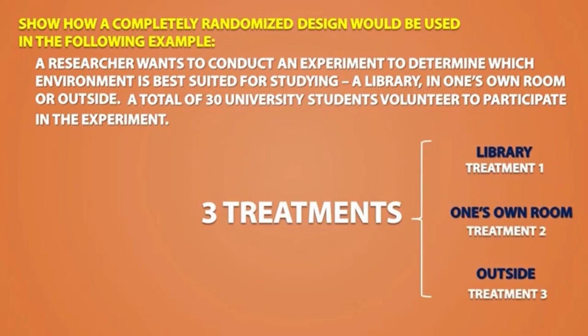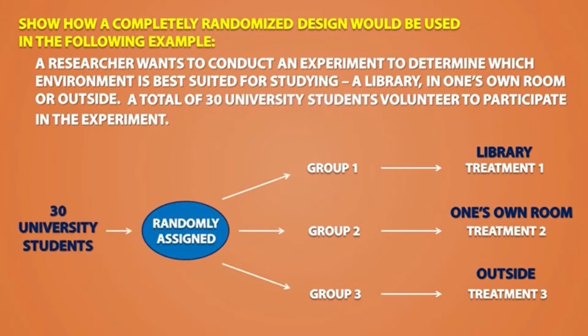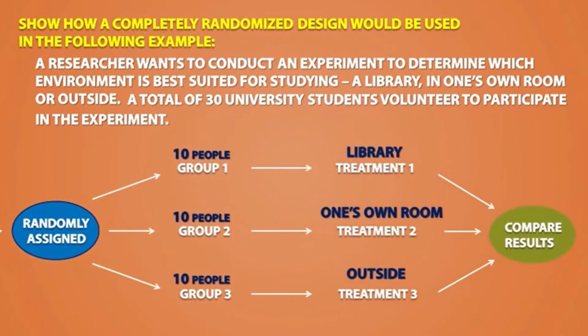Since we have 3 treatments, we will have 3 groups receiving the treatments. Since there are 30 university students, these 30 subjects will be randomly assigned into 3 groups to receive the treatments. Since there are 30 people, each group will have 10 people, and at the end of the experiment, we would compare the results from each treatment.